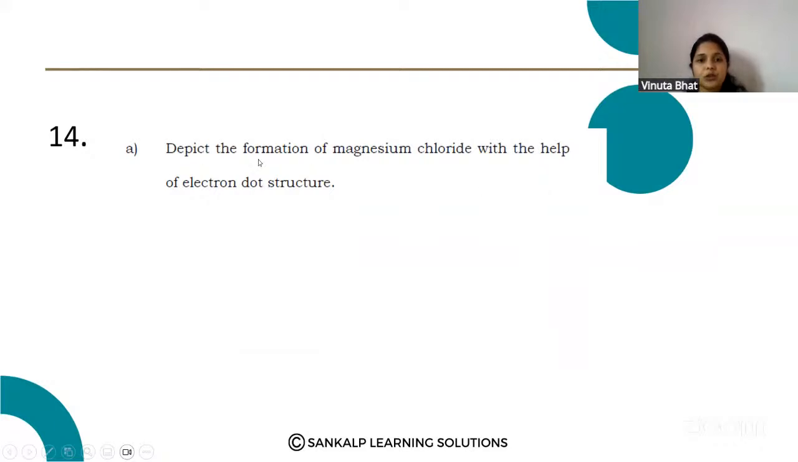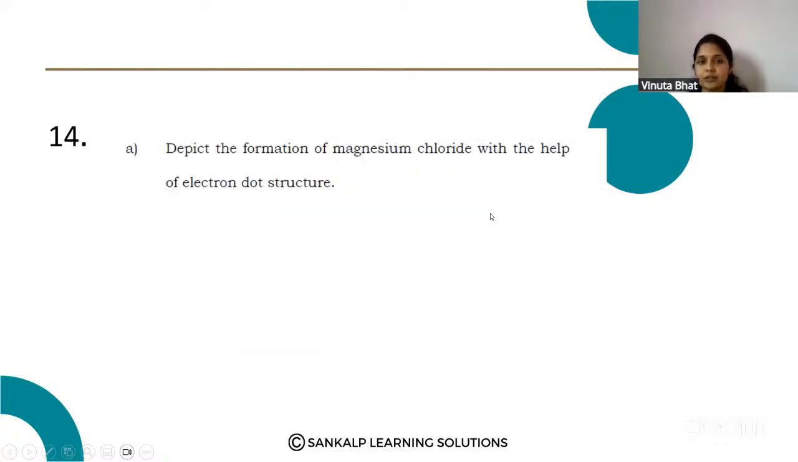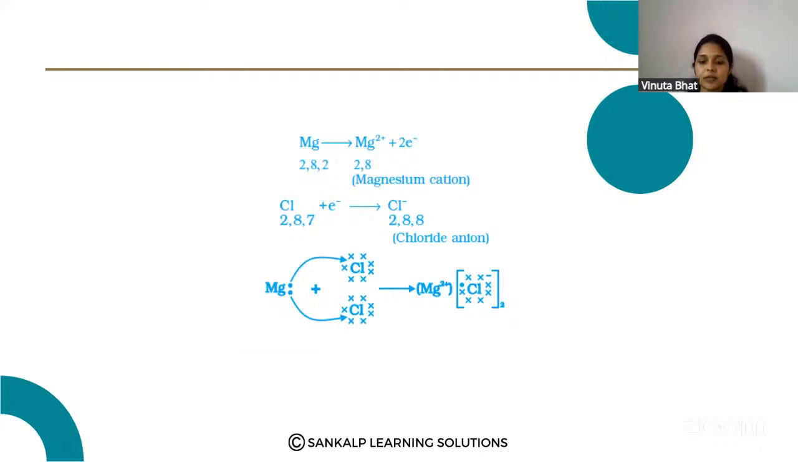Depict the formation of magnesium chloride with the help of electron dot structure. So please note down the question. Yes, you should depict the electron dot structure of magnesium chloride, the formation of magnesium chloride here.